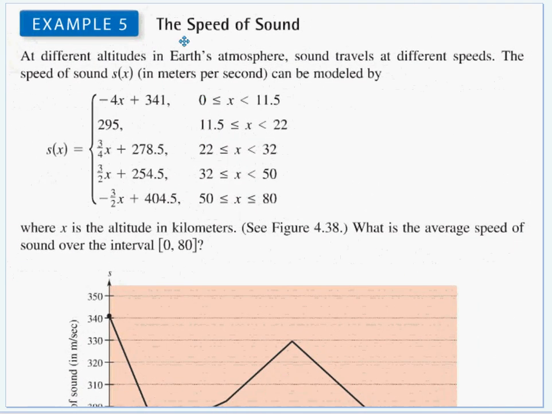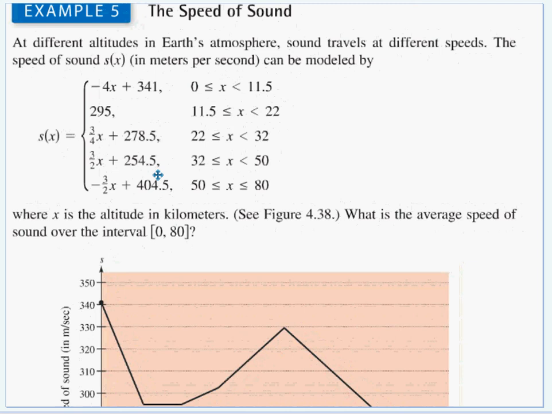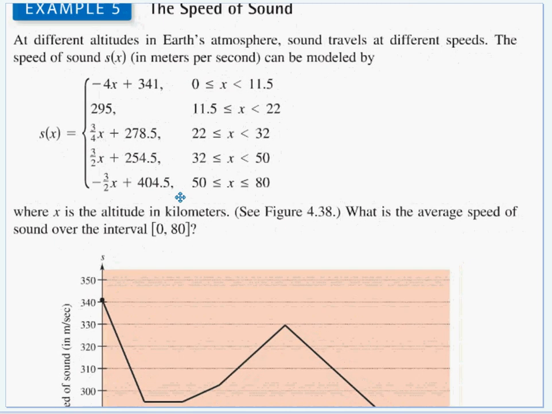The speed of sound. At different altitudes in the Earth's atmosphere, the speed of sound is different. Closer to the Earth, you have thicker atmosphere. It slows down sound. As you head up, the atmosphere thins, and you have spots where it will travel quicker. So the speed of sound in meters per second is modeled by this piecewise function. All the numbers are in kilometers above Earth.